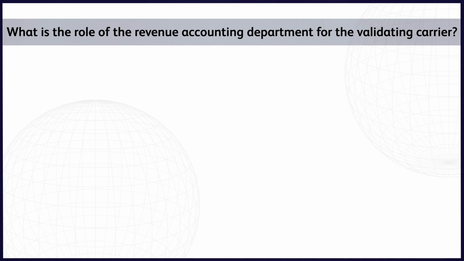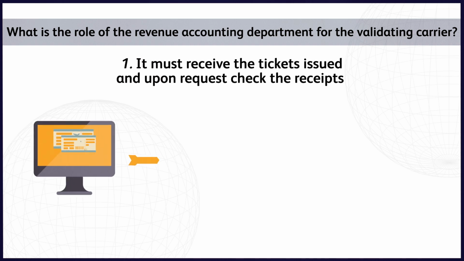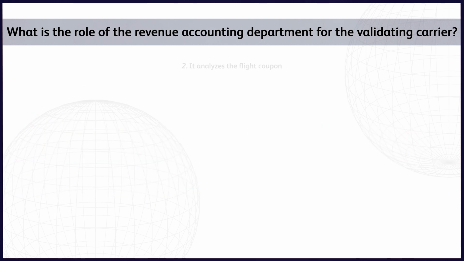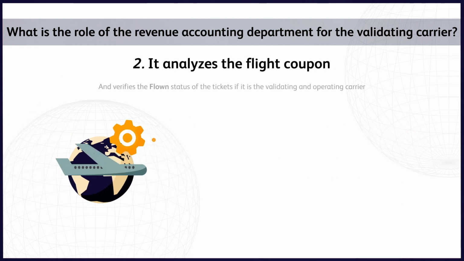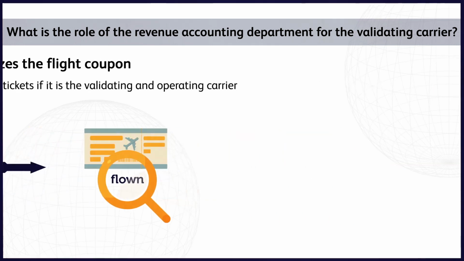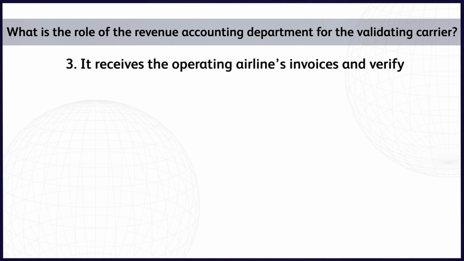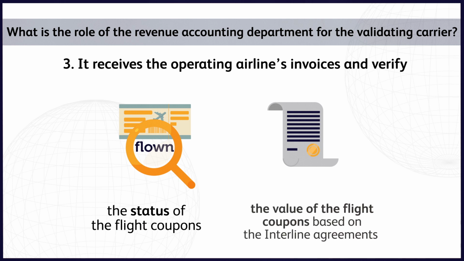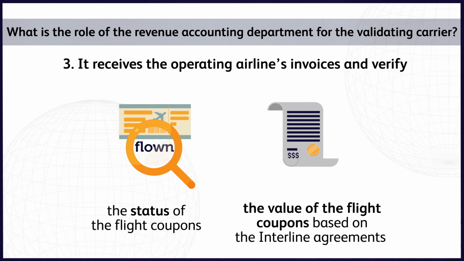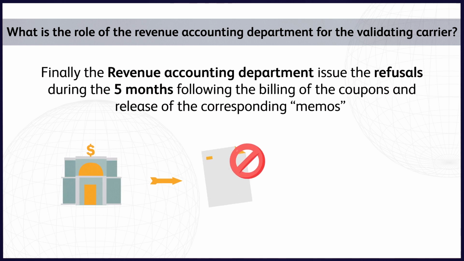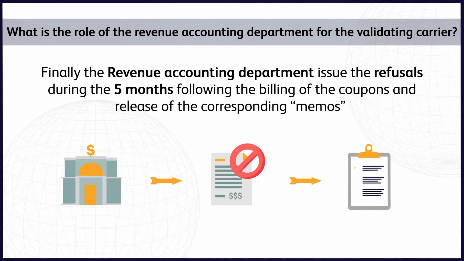The Revenue Accounting must receive all the tickets issued and, upon request, check the receipt of the sales, accounts receivable. It will also analyze the flight coupon and check the status of the tickets if it is the validating and operating carrier. It must receive the operating airline's invoices and check the status of the flight coupons and the value of the flight coupons based on the Interline agreements. Finally, Revenue Accounting issues the refusals during the 5 months following the billing of the coupons and release of the corresponding memos.